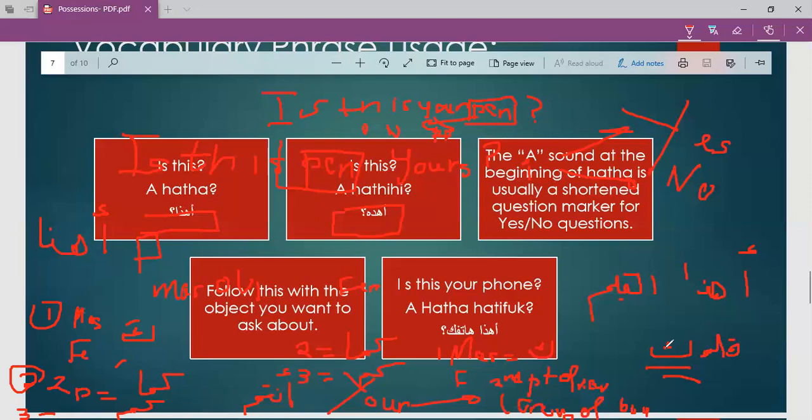Here, it's not specified if "your" is one, two, three or more. If it's one, it's like that. If it's two, أهذا القلم قلمكما. If it's three, هذا القلم قلمكم. So the ka and ma here, okay? Follow this with the object you want to ask about. You start with "is" as a marker of the yes or no question. After it comes "this", and after it you put the object that you want to ask about. And this object is actually the possessed, okay?